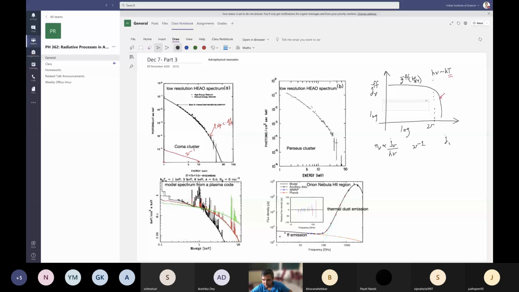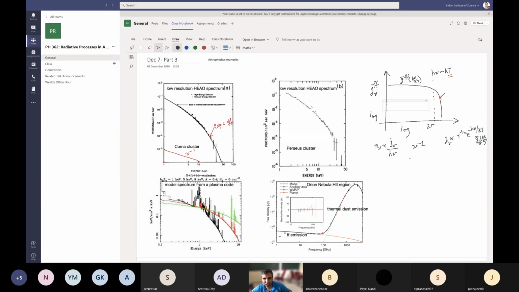J nu is proportional to e to the -h nu by kT, and there is a T to the -1/2, if you recall the temperature and frequency dependence. There's also a Gaunt factor, which we can ignore, which also has an h nu by kT dependence, but it's a very weak dependence. So what I'm saying is this is somewhat steeper than nu to the -1. Let me give you a hint.